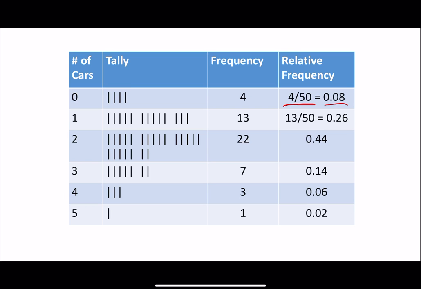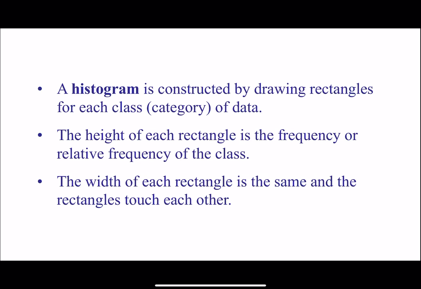So now that we have frequency and relative frequency, let's do some organization here. We're going to do a histogram. So the difference between a histogram and a bar graph: a histogram has rectangles, just like a bar graph, for each class or category of data. The height of each rectangle is the frequency or relative frequency of the class. So same thing with the bar graph. The width of each rectangle is the same as the other rectangles. Just like with the bar graph, the widths are the same.